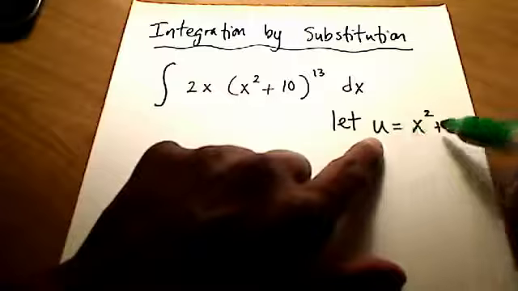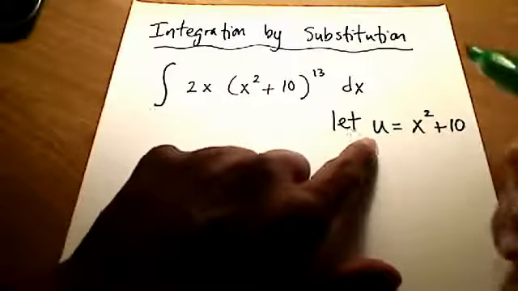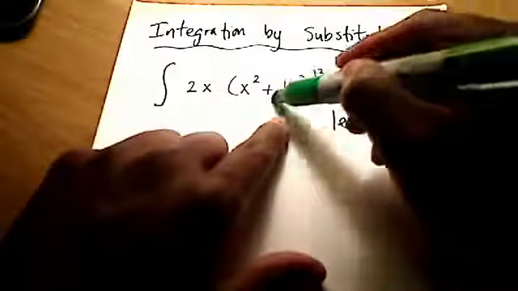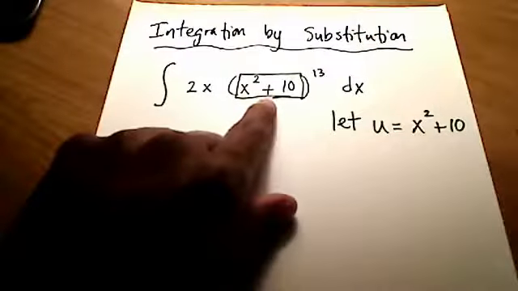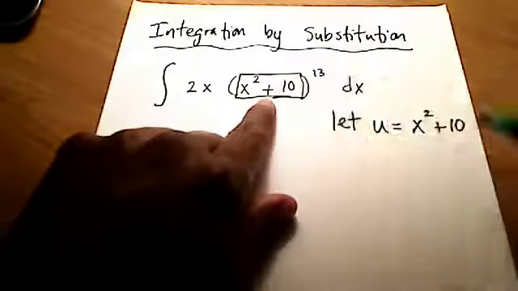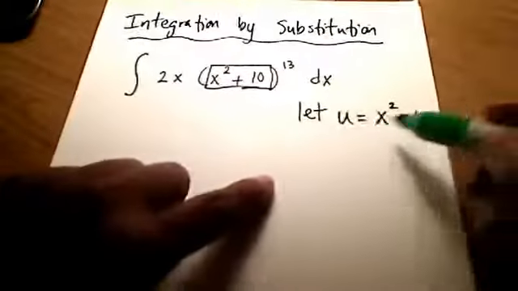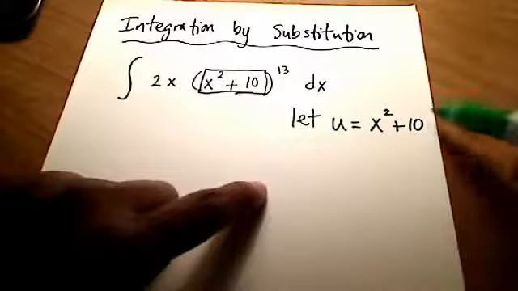Okay, let's let u equal this stuff right here. So if u is equal to x squared plus 10, then I hope you see that inside here, what I'm putting in a block right here, I'm going to rewrite as the letter u in just a bit. So it's going to be u to the 13th in just a moment. But let's keep going with this. Let u equal x squared plus 10.